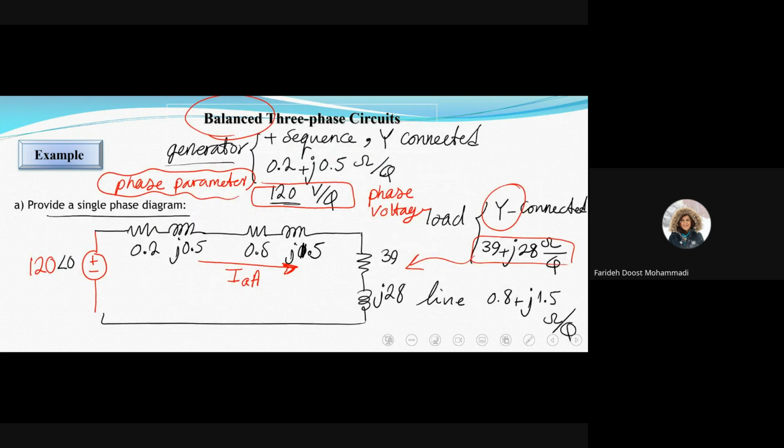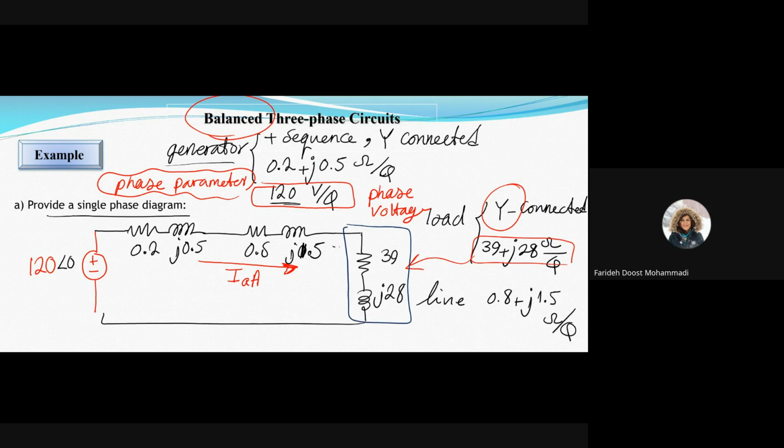circuit, any parameter that you are plugging into the circuit should be a phase parameter, and anything you calculate is also a phase parameter. So if I'm looking for the phase voltage, I don't need to worry, because the single phase diagram is going to give me the phase voltage. So I'm looking for the load voltage, and the load voltage is here, the voltage across this load.